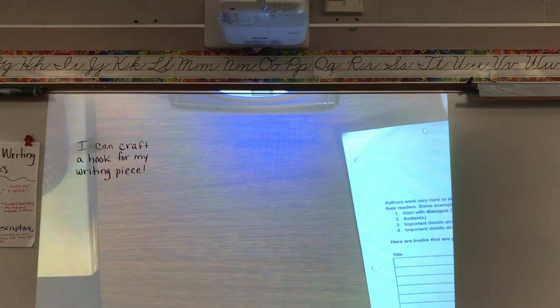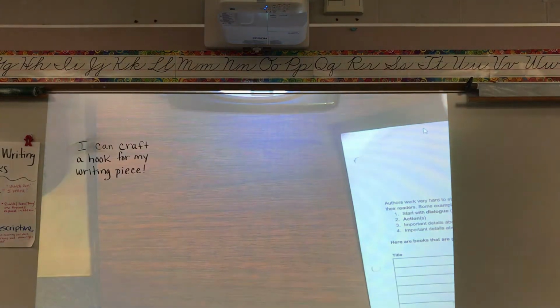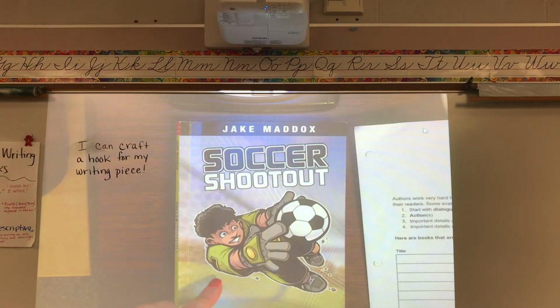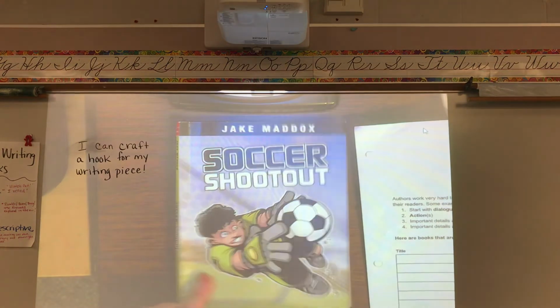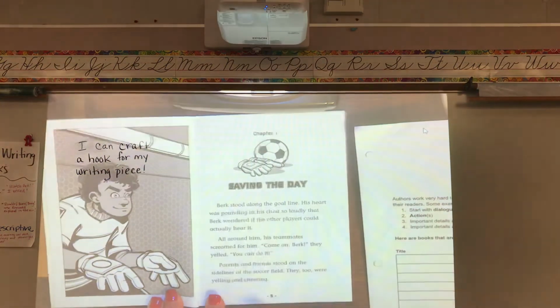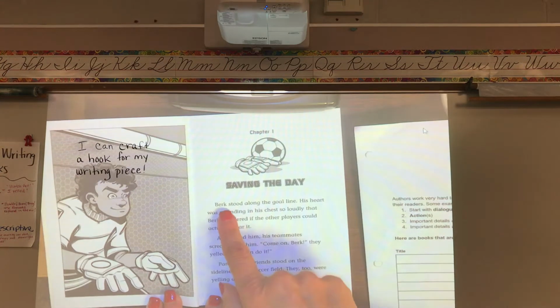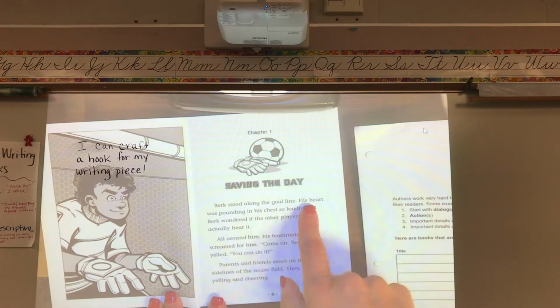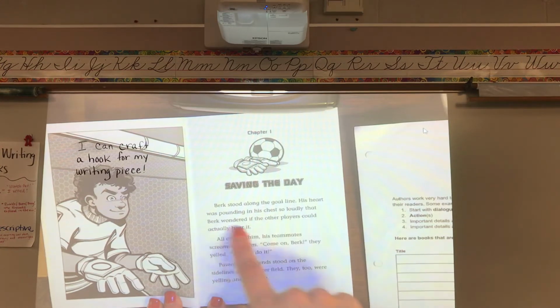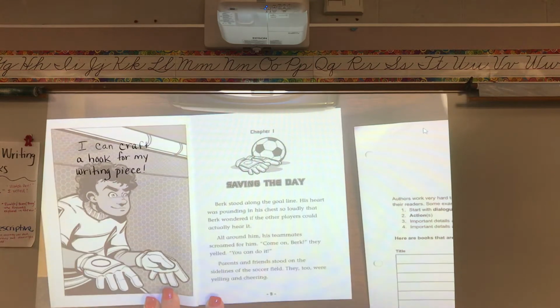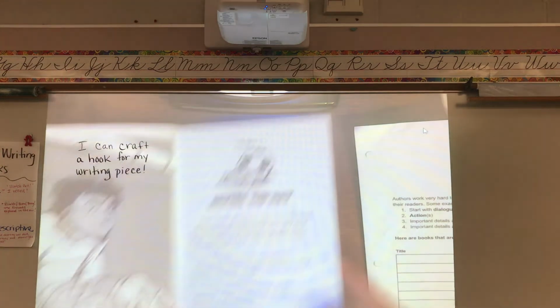Here's another great example of action, of an action hook. This story is called Soccer Shootout. Look at the way this story starts. "Saving the Day" is the title of chapter 1. "Burke stood along the goal line. His heart was pounding in his chest so loudly that Burke wondered if the other players could actually hear it." High action there, okay? It's getting us to feel how the character feels in the story.